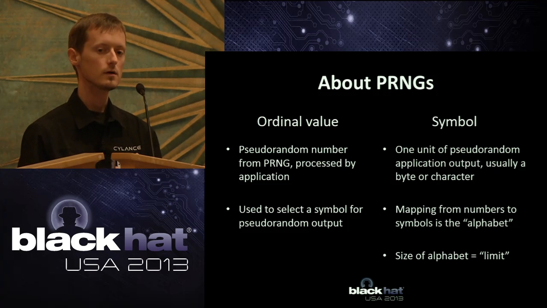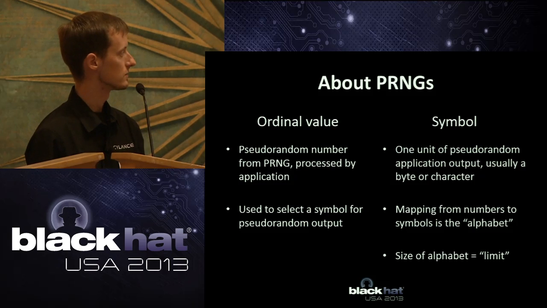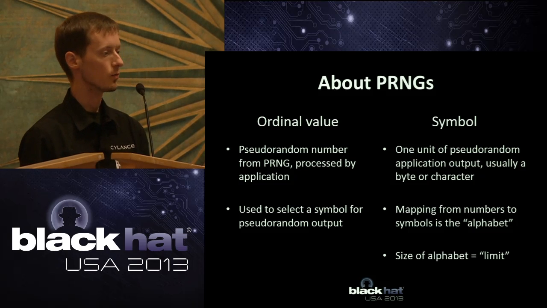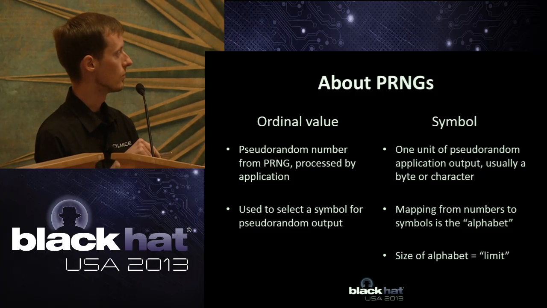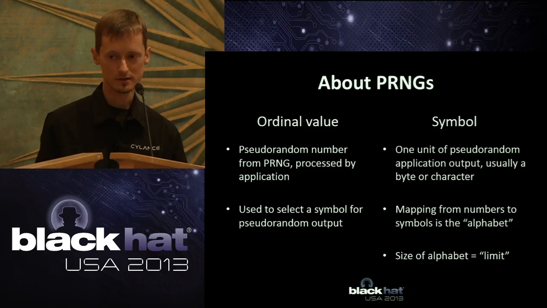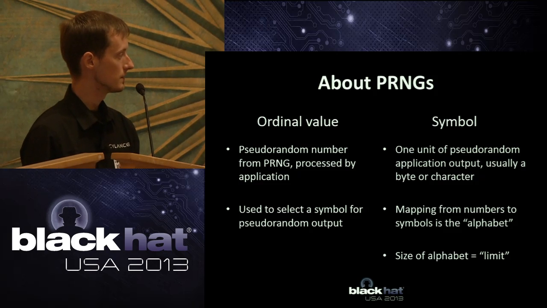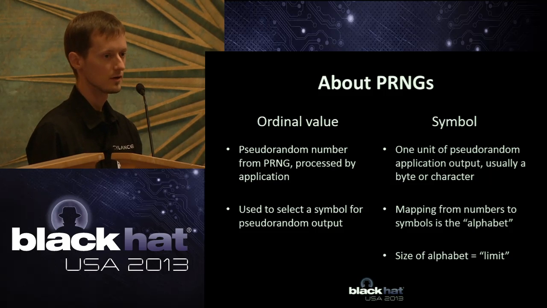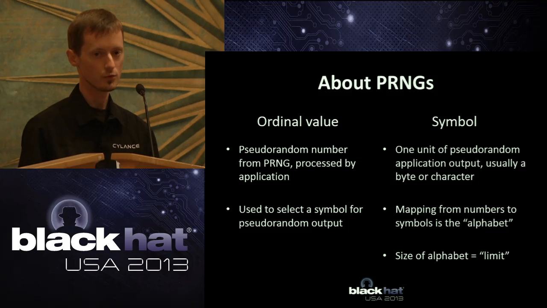But again, the applications typically don't want to just emit raw numbers, they want to emit symbols. So there's this mapping, what we're calling an alphabet, from ordinal values. Again, take the example of 0 to 25, might map to the symbols A through Z in the English alphabet. This mapping is the alphabet, and the size of that alphabet is the limit. So again, in the 0 to 25 example, 26 is the limit.